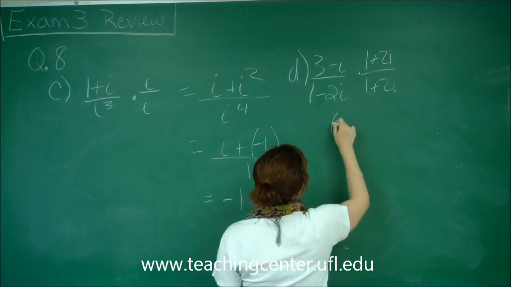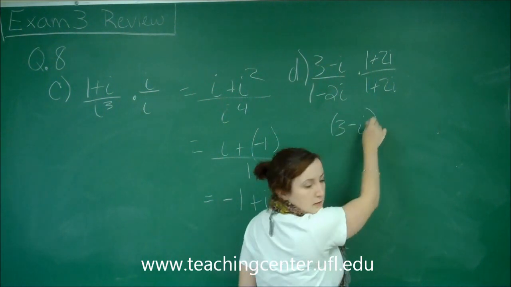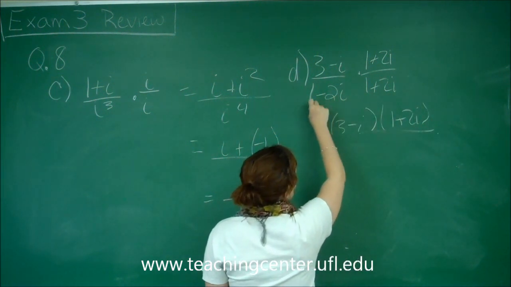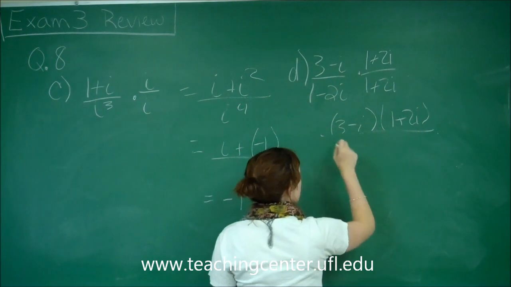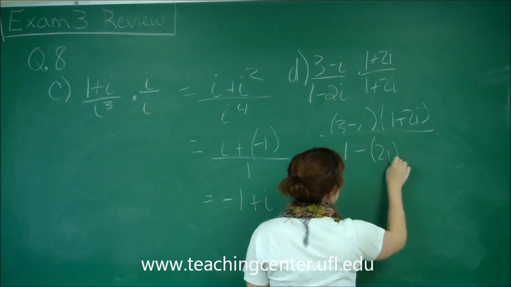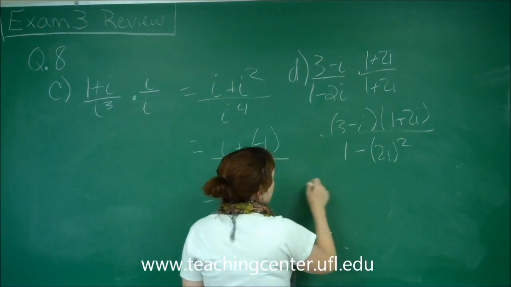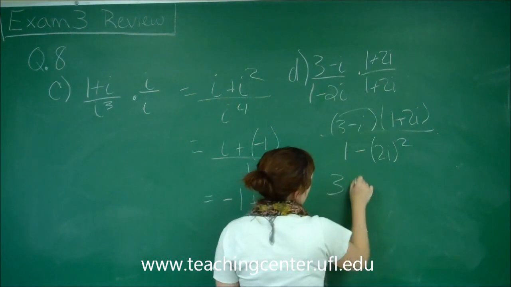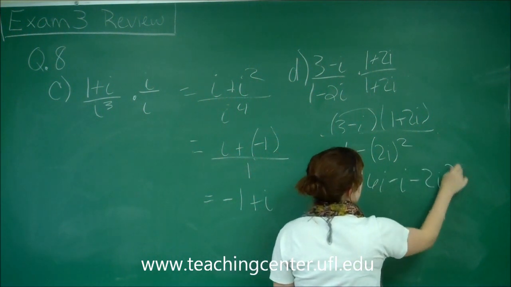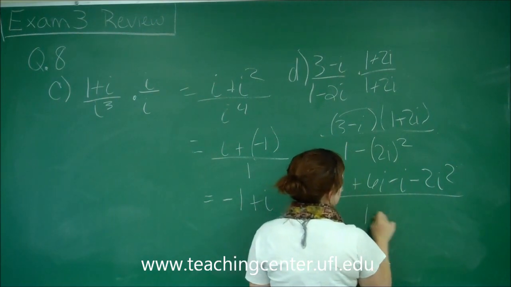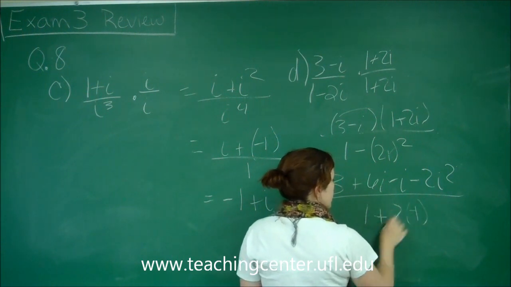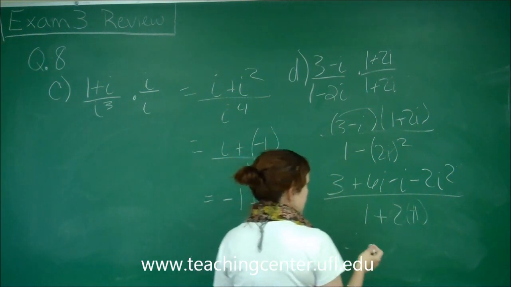And on the top, we're going to FOIL that. And then on the bottom, we FOIL it again, but remember that's just going to be the first term squared, which is 1, minus our second term squared, so 2i quantity squared. So when I FOIL this, I get 3 plus 6i minus 2i squared all over 1 minus 2i squared, and i squared is negative, so times negative 1, just change the signs, so over 3.